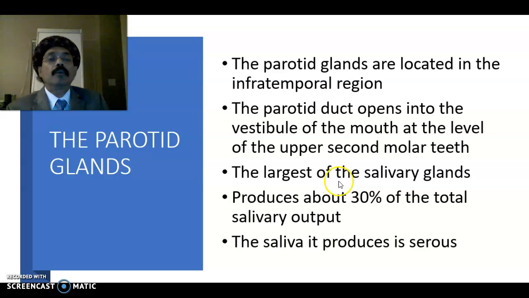The largest of the salivary glands are the parotid glands. Although it is the largest salivary gland, it produces only about 30% of total salivary output. The saliva that is produced by the parotid glands is serous in nature, that is, rich in protein, and it is watery.